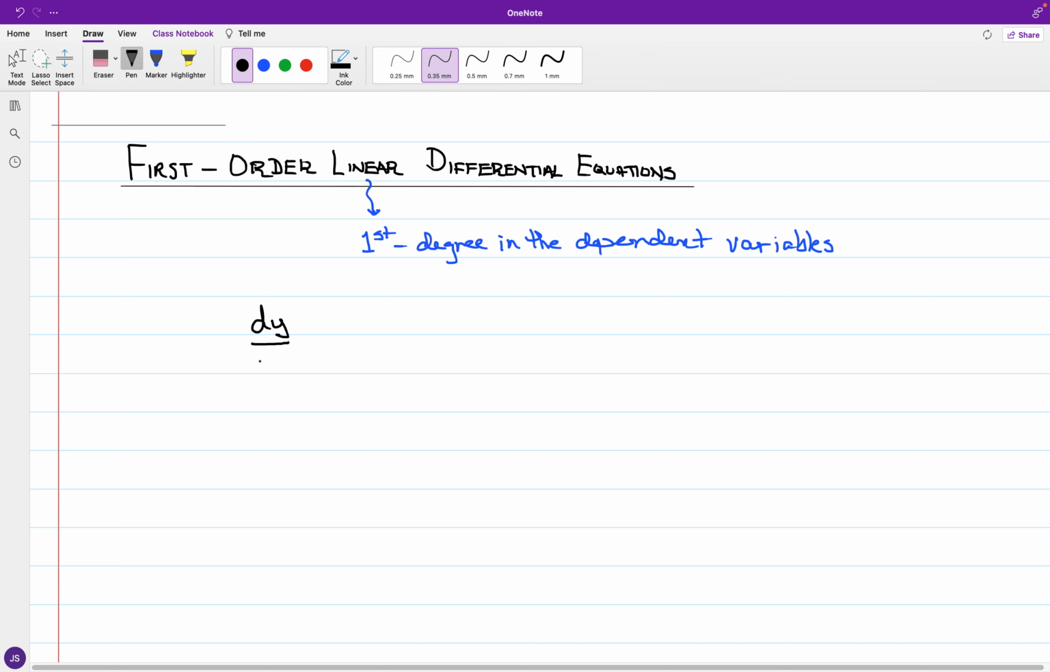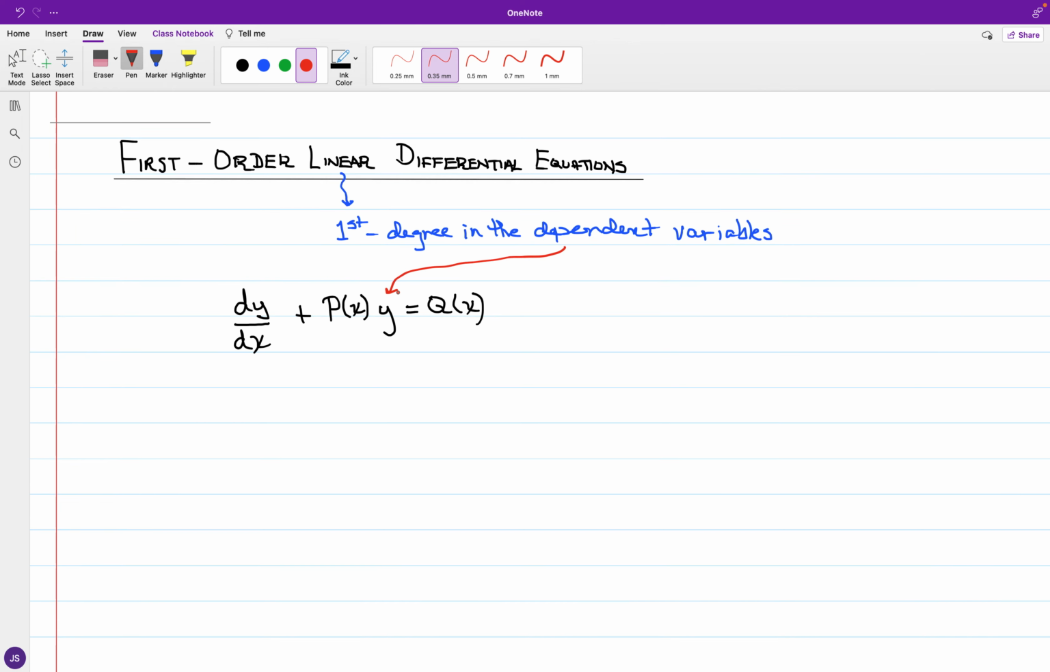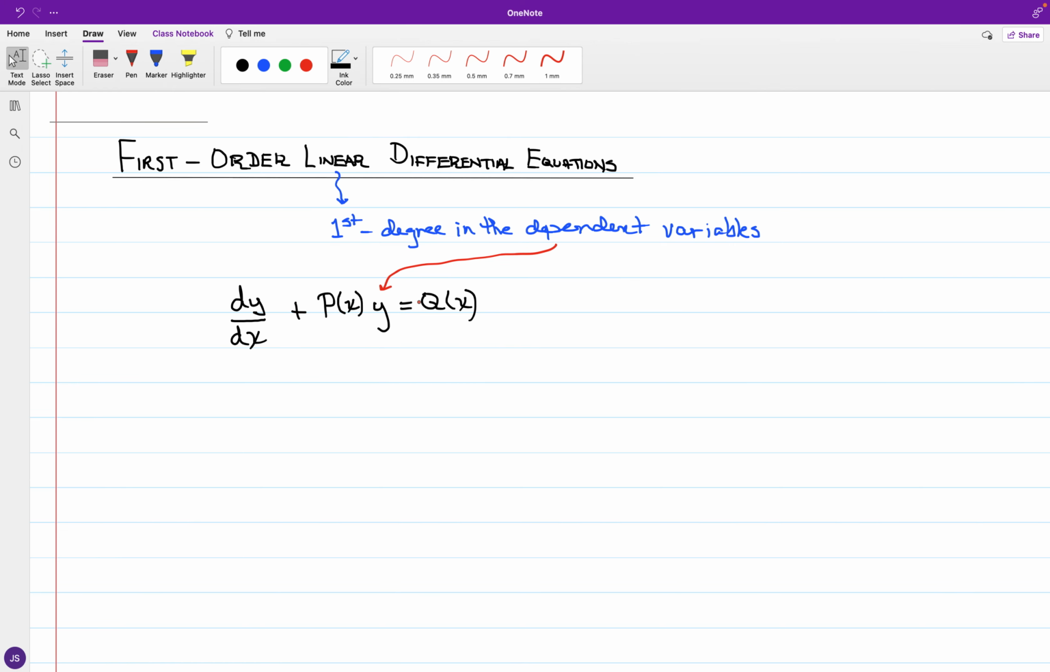Now, a first order linear differential equation will be of the form where, if y is the dependent variable and x the independent, we have dy over dx plus a coefficient p of x times y is equal to q of x. The dependent variable is y itself, so we're looking at y to the first. If I had something like the square root of y, y squared, y cubed, or y to the 1/5, then this would not be a first order linear differential equation.